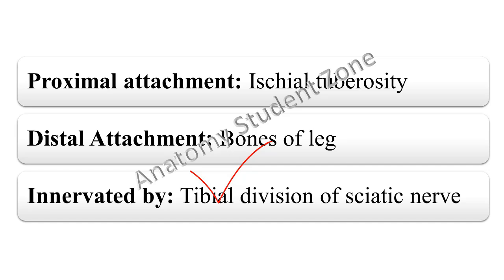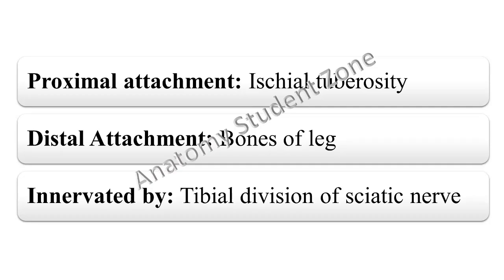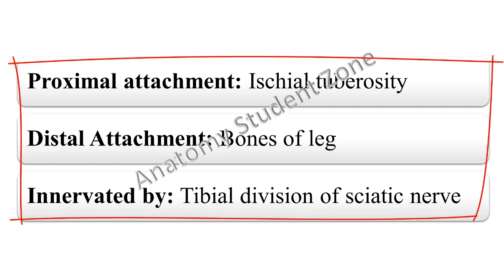Now my question is, have you ever thought why the long head of biceps femoris is included in the hamstring group and the short head of biceps femoris is not? If you know this, you are great, and I believe you are. But if you don't know, don't worry, I am here to help you out. The long head of biceps femoris is included in the hamstring group because it meets all the above mentioned conditions that I have told you.